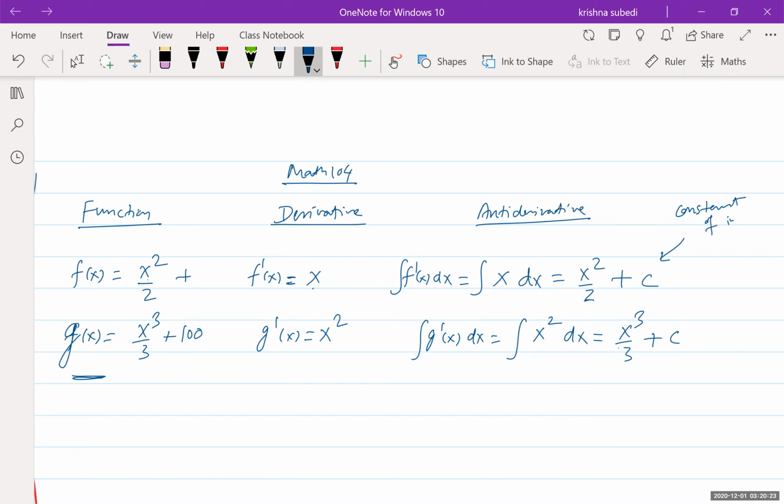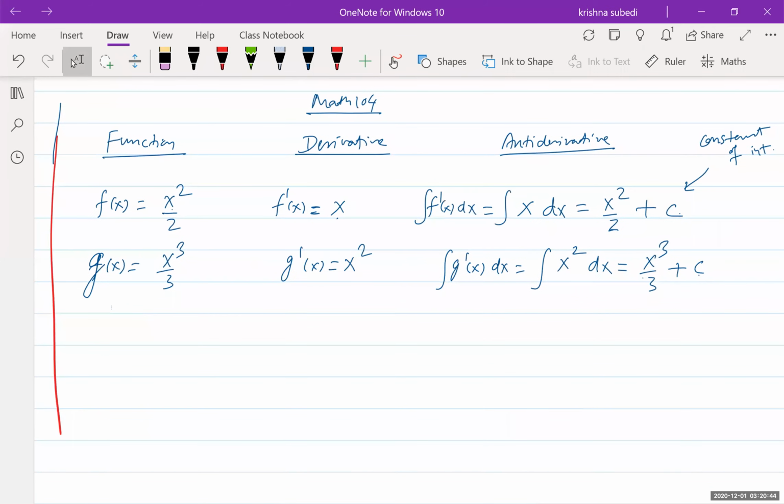Constant of integration. If there is nothing, let's say my function is simply f of x equals x squared over 2, that means the constant is 0. In this case, x cubed over 3 plus 100, your c value is 100. Okay, so just keep that in mind.